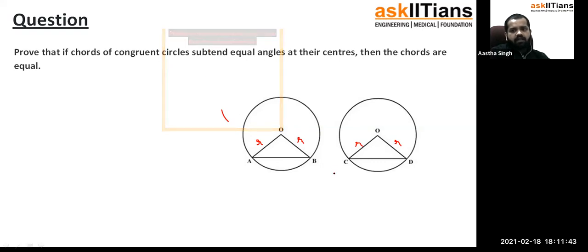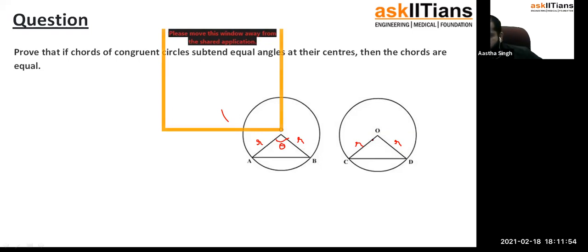Subtend equal angle at the center. The question is telling us that the angle subtended is equal. Suppose this angle is theta. Now obviously the angle at CD will also be theta.